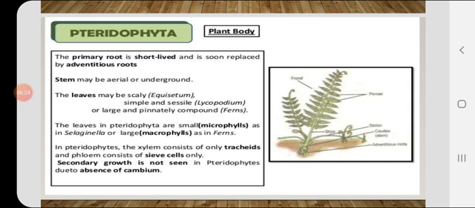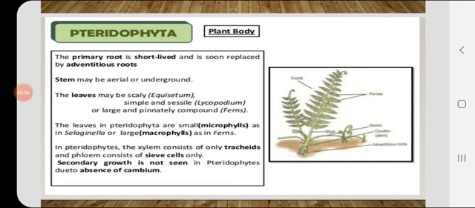Stem may be aerial or underground. In some species the stems are aerial, that means they grow above the soil, and in some species they are underground, that means they grow below the soil. Now coming on to the leaves. The leaves may be scaly, like in Equisetum, simple and sessile, an example is Lycopodium, and in some plants the leaves are large and pinnately compound, an example for that is ferns.